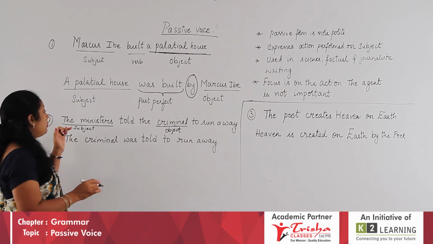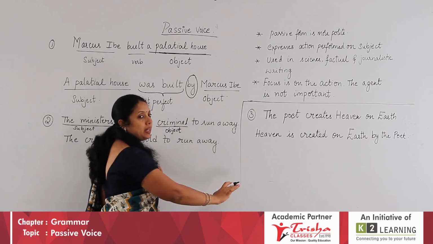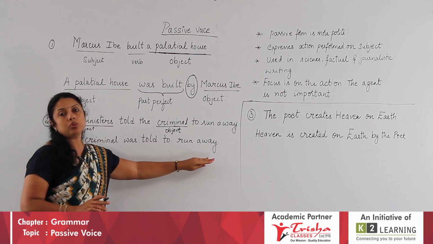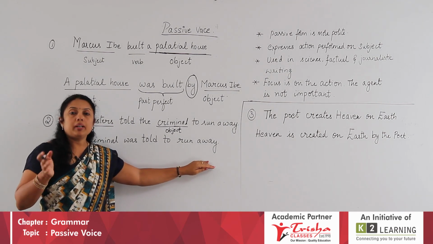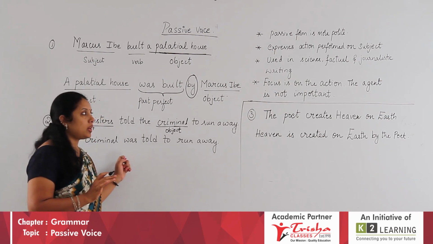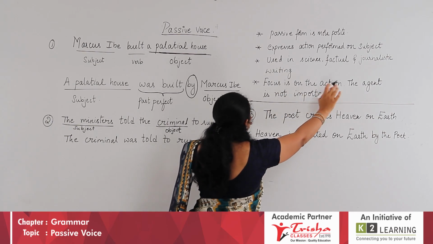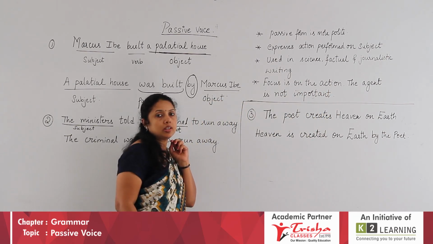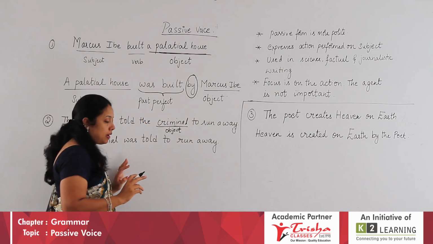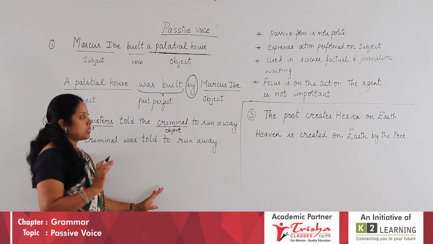So here the ministers, whoever told them, they have been hidden, they have become submissive. The criminal was told to run away. By whom, it does not matter, but that he was told to move away from that place becomes very important. As I had written here, the focus is on the action and not on the agent. More and more importance is given to the action that is being done, to the instruction that is being given to the person.